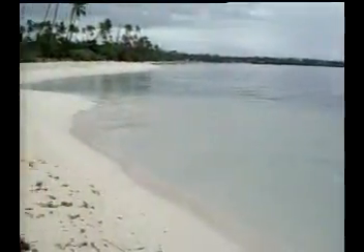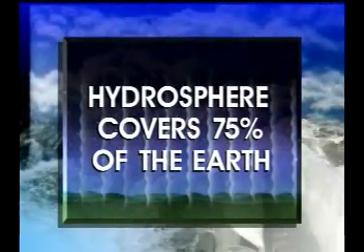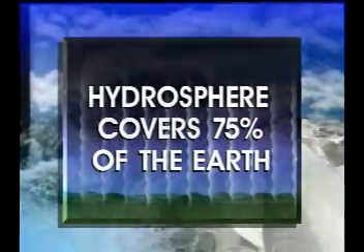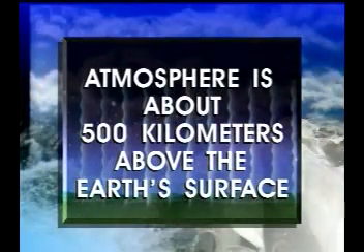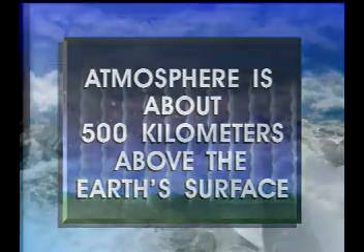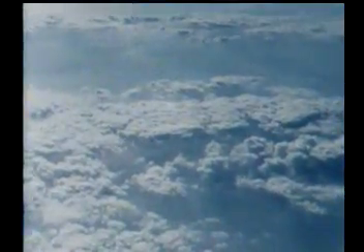The hydrosphere also includes seas, oceans, lakes, streams, glaciers, groundwater, and all other natural bodies of water. The hydrosphere covers about 75% of the Earth's surface. The air around us and the gases that envelope the Earth make up the atmosphere. The atmosphere reaches up to about 500 kilometers above the Earth's surface, but 99% of the mass of the atmosphere is found in the first 30 kilometers or so above the surface of the Earth.